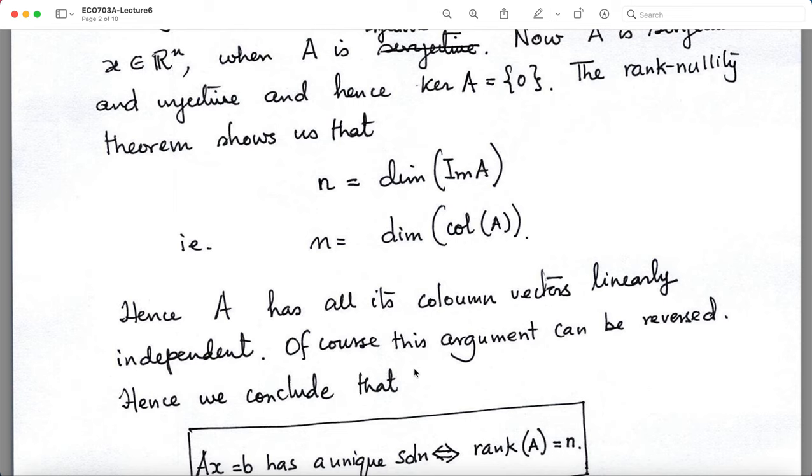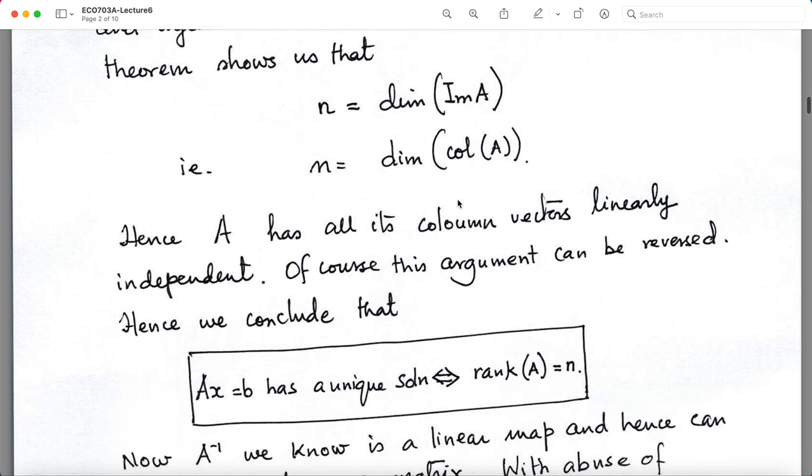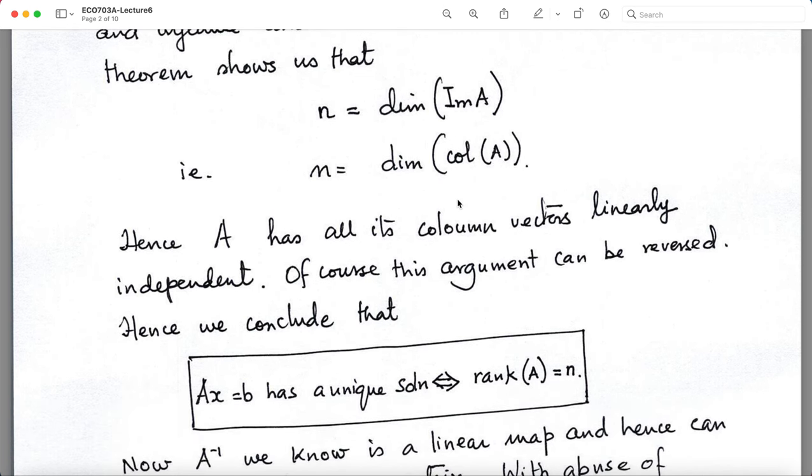So here we have concluded that Ax equal to B has a unique solution if and only if rank A is equal to n, because the dimension of the image space of A is called the rank of the matrix. So here we are making a very bold statement, which may not be bold, but we have not proved it: Ax equal to B has a unique solution if and only if the rank of A is equal to n. That comes out of essentially applying the rank nullity theorem.